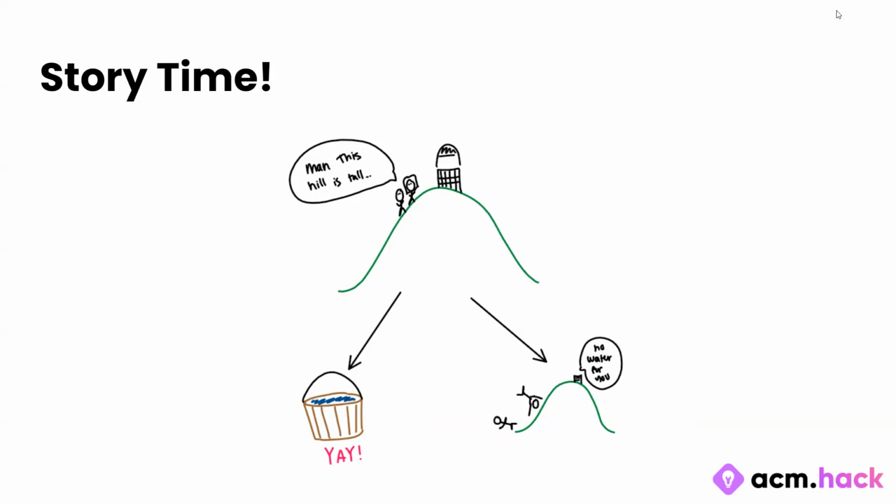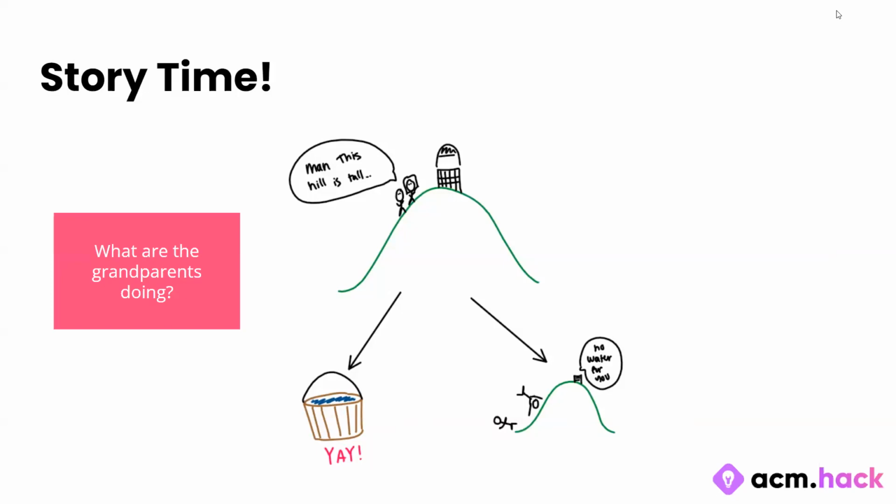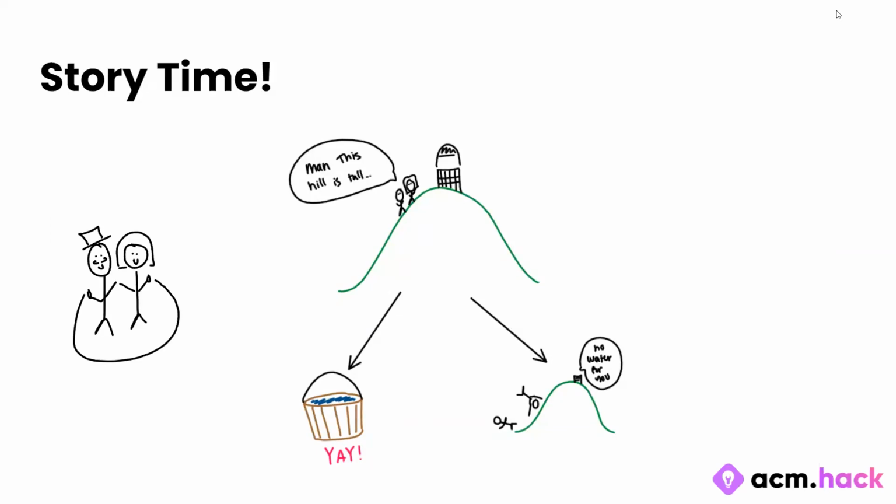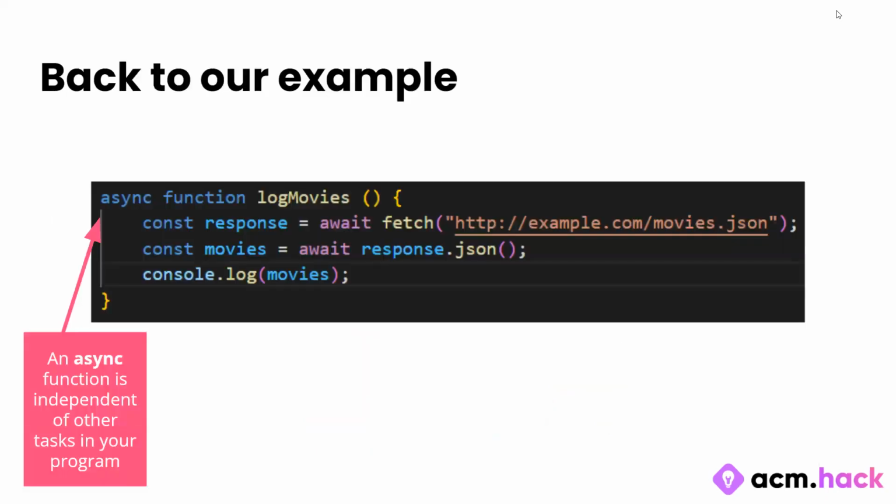Something else that is interesting about this: does anybody have an idea of what the grandparents could be doing while Jack and Jill are going to fetch the water? They can be doing something else. This is a really cool thing about asynchronous functions: they can run in the background of the rest of your program. If you have a large amount of data you want to process, it doesn't get in the way of the execution of the rest of your function. So it's good for performance.